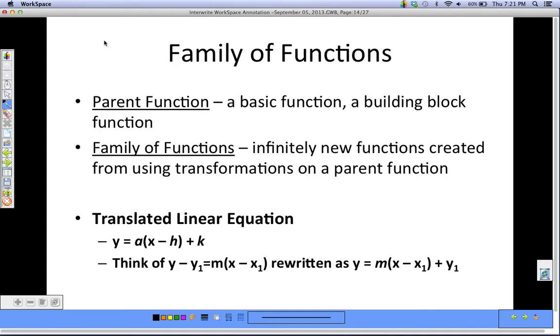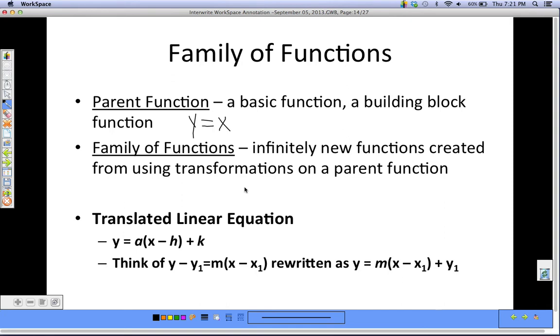We're going to talk about families of functions. Each family has to have a parent function. So for this lesson, we're talking about linear equations. The parent function is that basic function. It's the building block. Well, our basic function is y equals x. So that's our parent function.